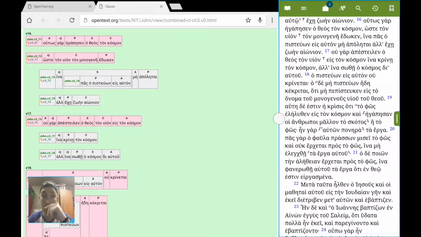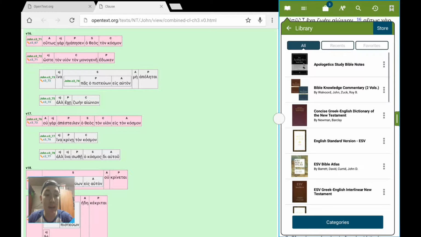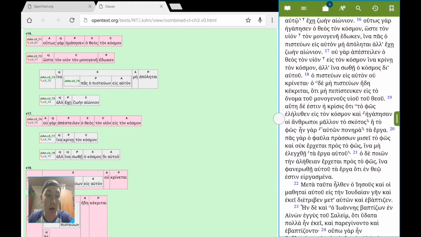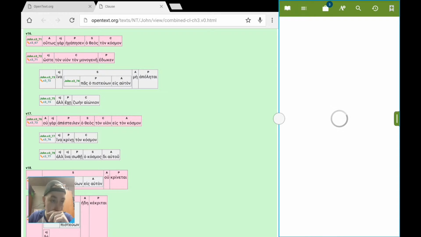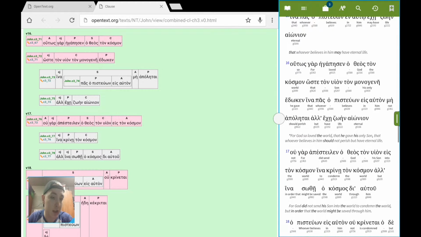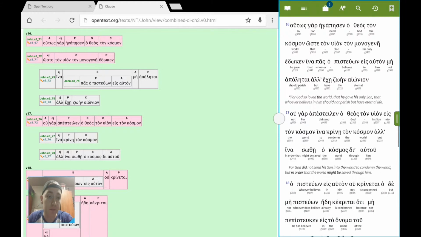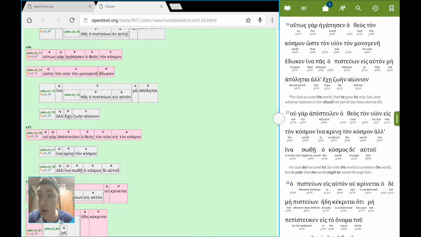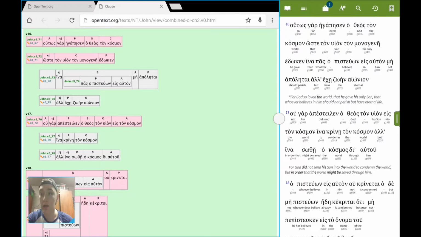So let's look at the OpenText model here. I'm going to pull up the Interlinear Bible here, just to help us along. Alright, so the first thing we should notice looking at this left-hand column here, verse 16, is that gar is a postpositive conjunction, so that's going to be glossed first. So, for. The next thing we're going to look at is the subject.